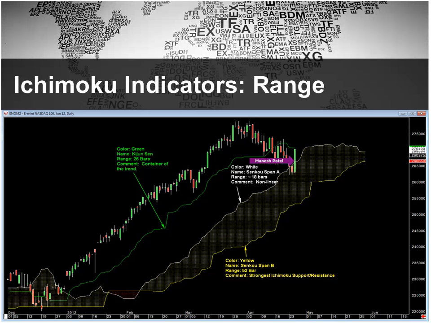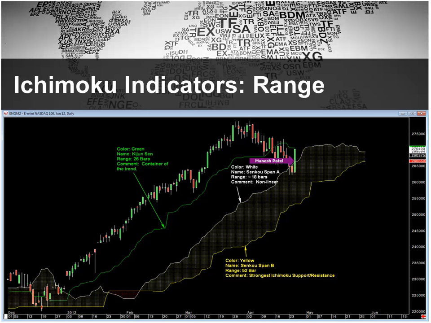So you could see that when you look at this price and you're comparing to the cloud right below it, you're comparing it to support resistance from the past. And the reason why you're doing that is because we're looking for past patterns to repeat themselves and see how they're going to influence today. And you're going to see how powerful that is in just a moment.